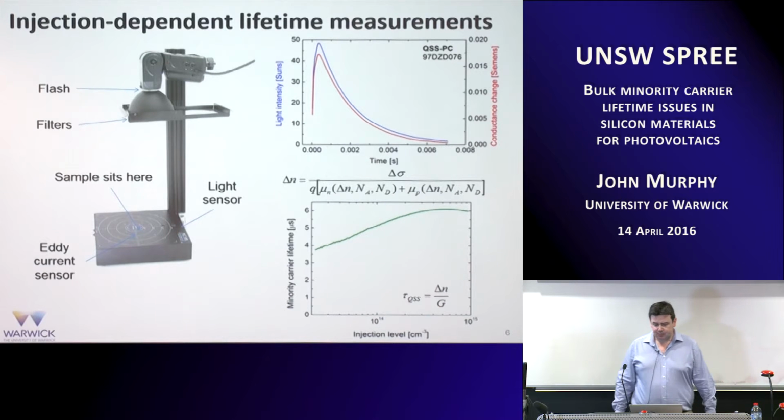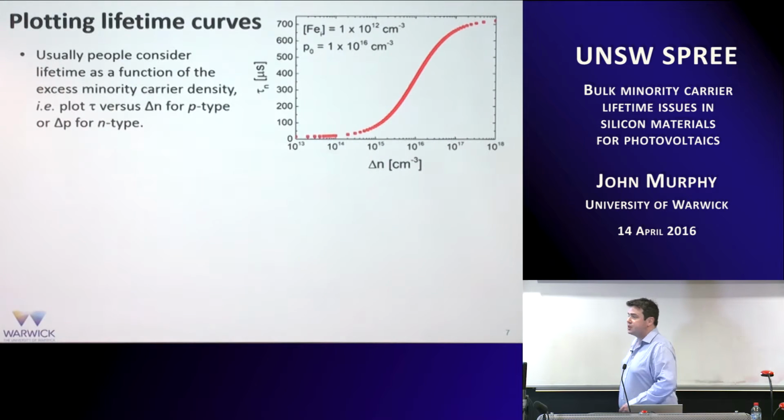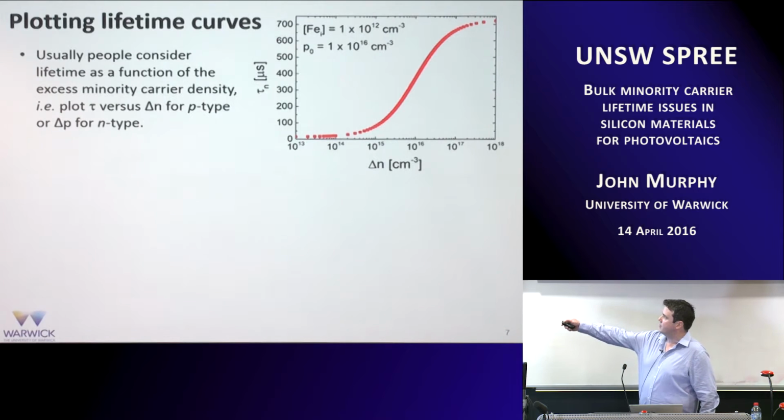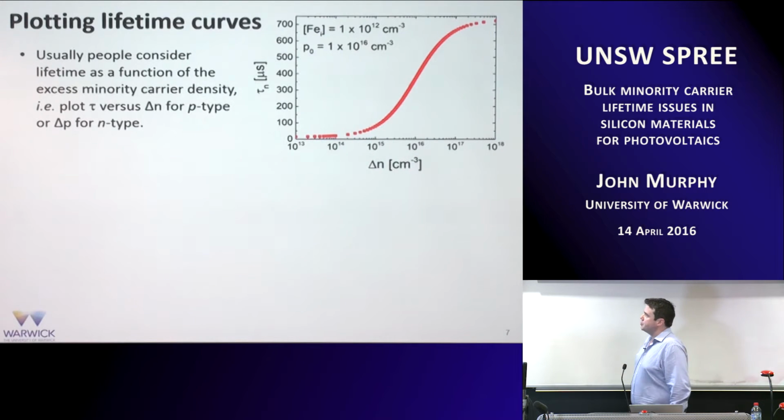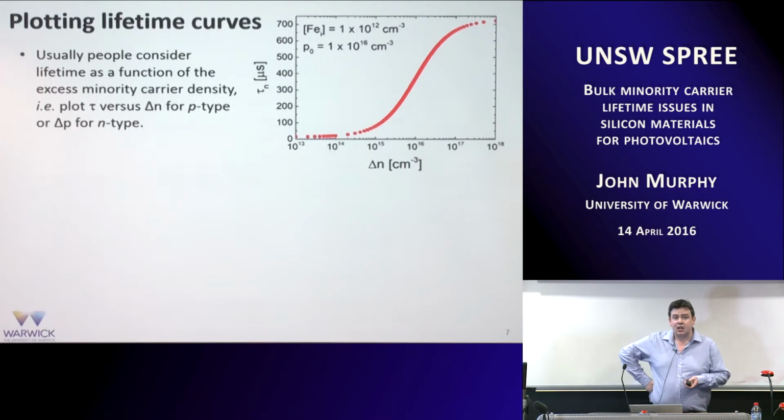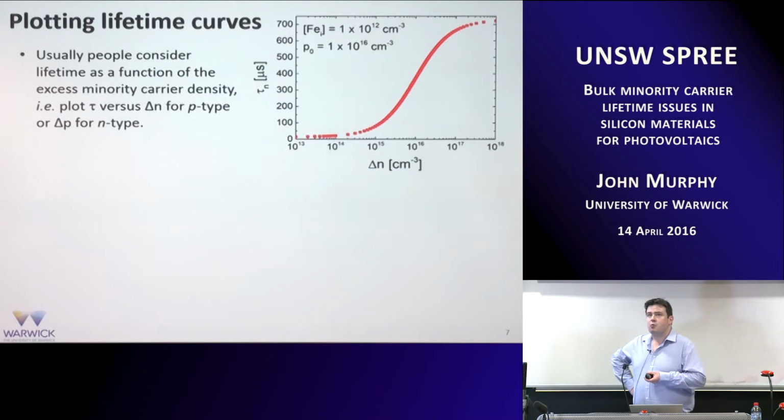And what people tend to do is acquire curves that look a bit like this. You've got lifetime here, the electron lifetime in p-type material, as a function of the excess carrier concentration, delta N, and you plot lifetime as a function of delta N. And this is great, but it's not the most convenient way we find of showing the physics of the recombination process. So what we're trying to do is work out ways of visualizing recombination better.